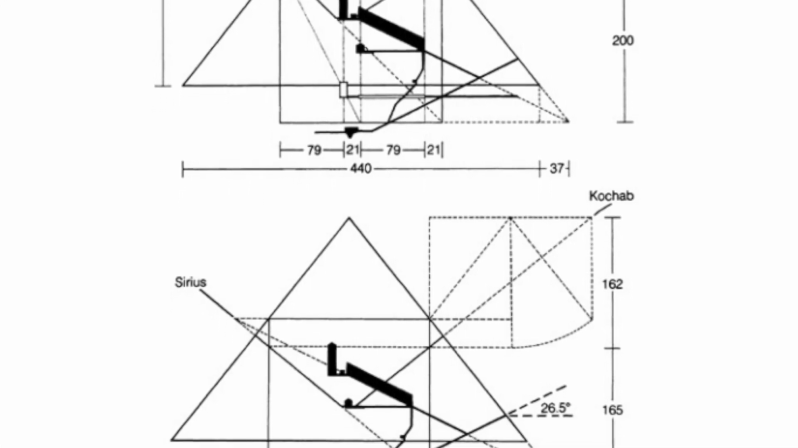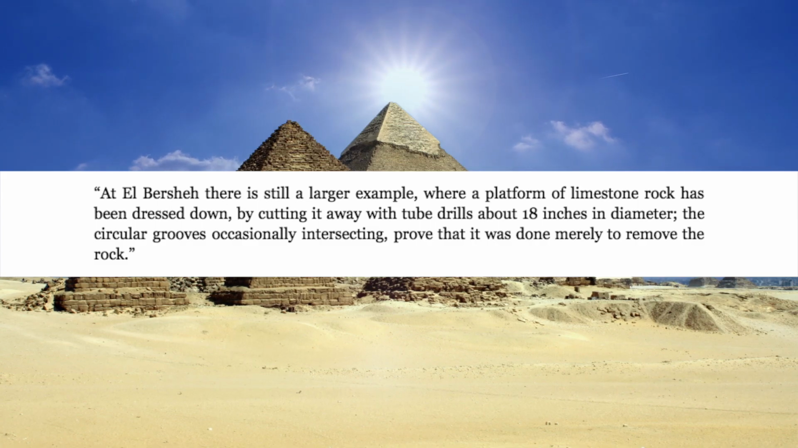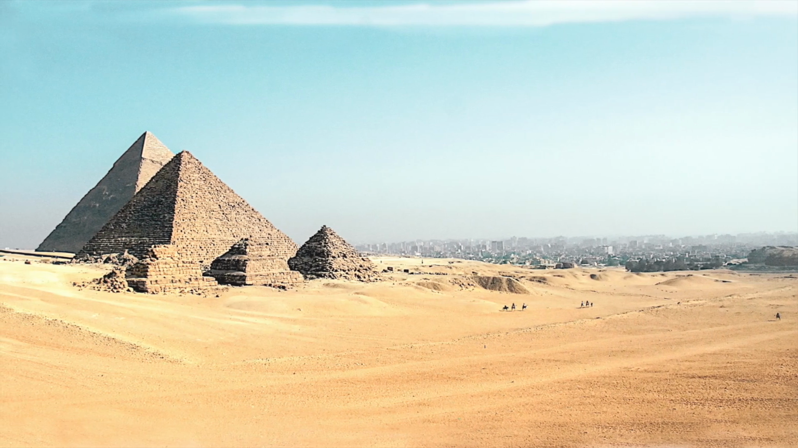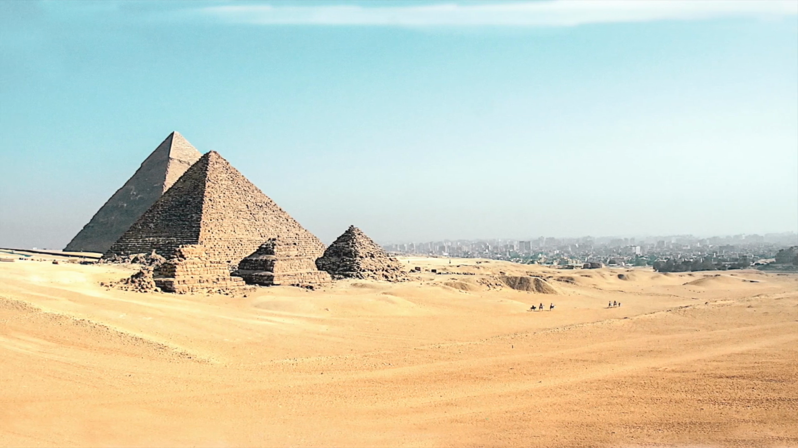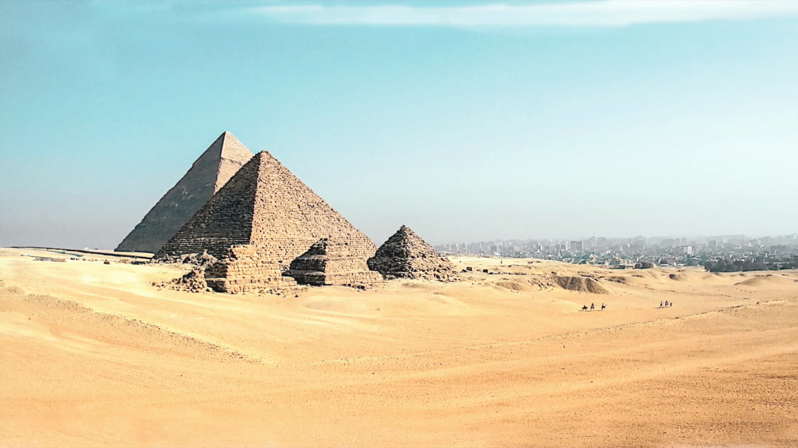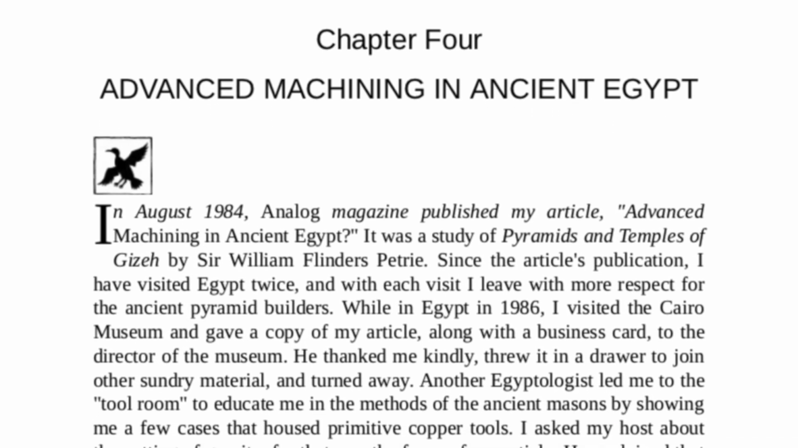Instead, he quotes from Petrie in his esteemed work, The Pyramids and Temples of Giza. Quote, at El Bersha, there is still a larger example, where a platform of limestone rock has been dressed down by cutting it away with tube drills about 18 inches in diameter. The circular grooves occasionally intersecting prove that it was done merely to remove the rock. Dunn takes this as an indication that the ancient Egyptians did not use hard manual labor and small tools, as is dictated by the history books, but instead had a degree of knowledge in the deployment and use of high-precision machine tools.